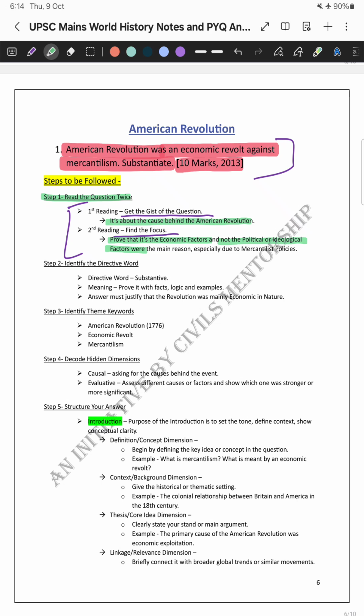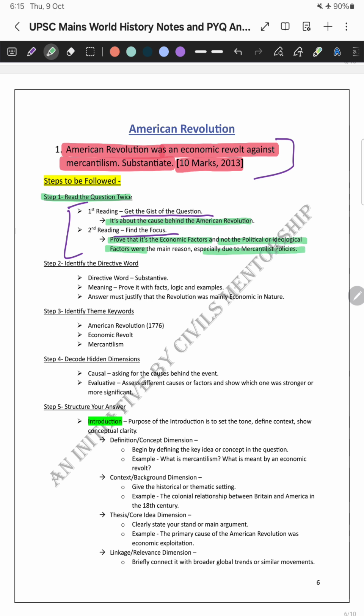While reading the question for the second time, you need to identify the exact question, what exactly they have asked for. In this question, they have said that you need to prove that it's the economic factors which led to the American Revolution, and not the political or ideological factors, based on the mercantilist policies. So you need to write your answer based on the mercantilist policies.